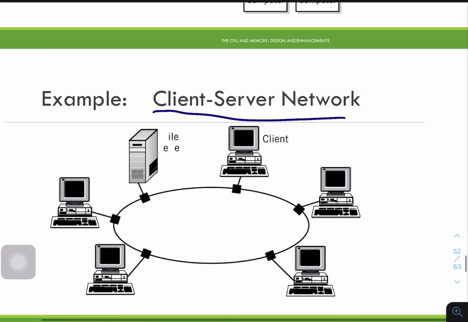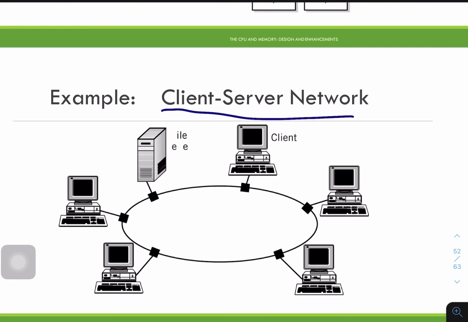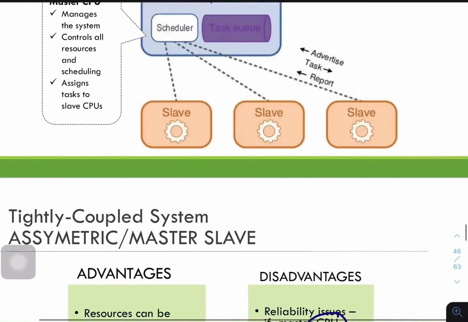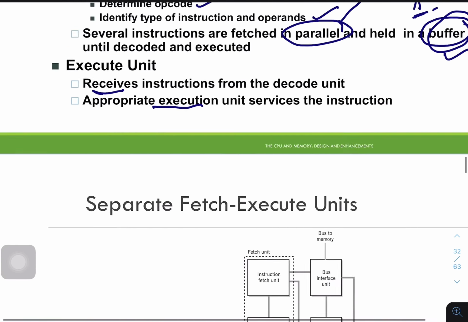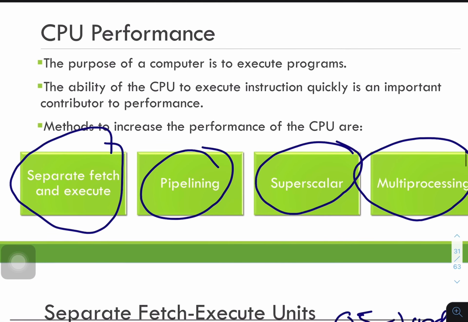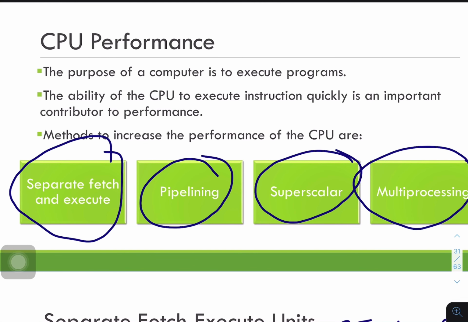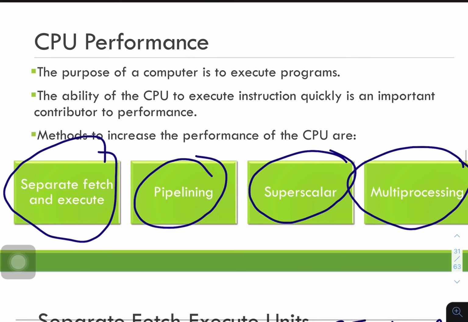Okay, so itu sahaja. So pendek katanya ada 4 method yang awak kena kuasai. Iaitu kita summarize balik. Kita ada separate fetch and execute. Kita ada pipelining, kita ada superscalar and multiprocessing. Yang mana separate fetch and execute, dia mengasingkan kerja-kerja fetching dan juga kerja-kerja execute. Maknanya dibahagikan CPU itu kepada 2 bahagian lah. Satu bahagian untuk buat kerja fetching dan satu lagi untuk buat kerja-kerja execute.